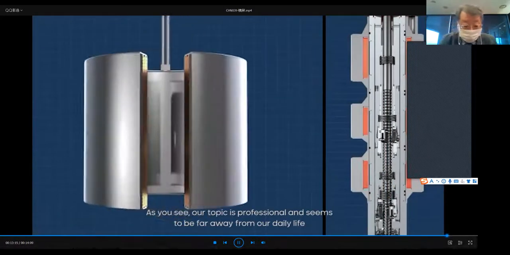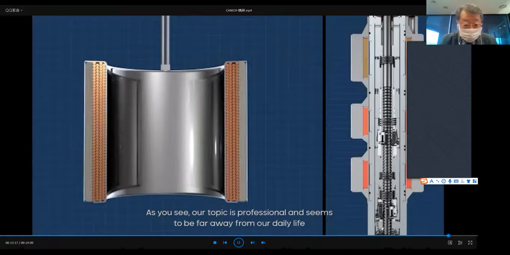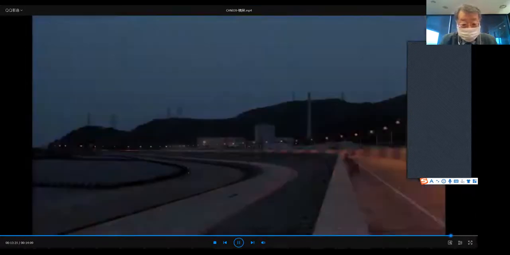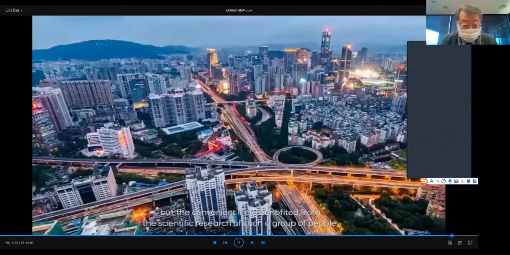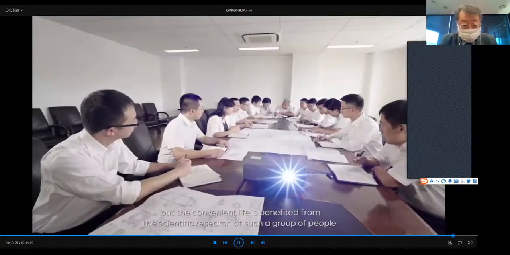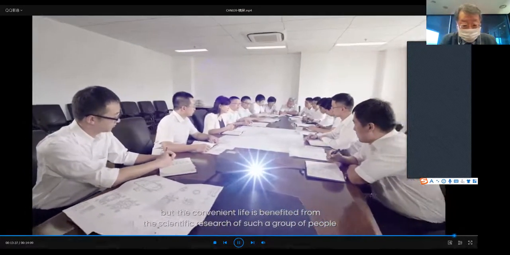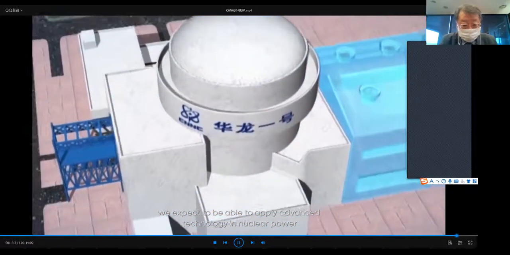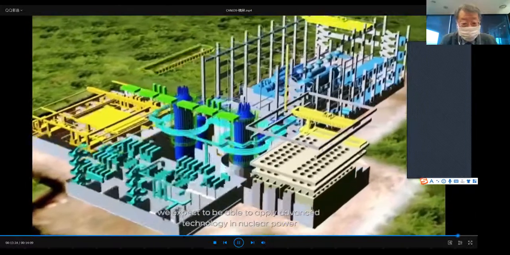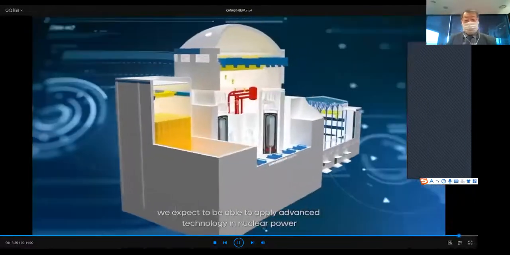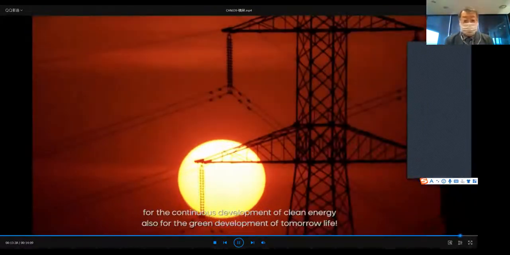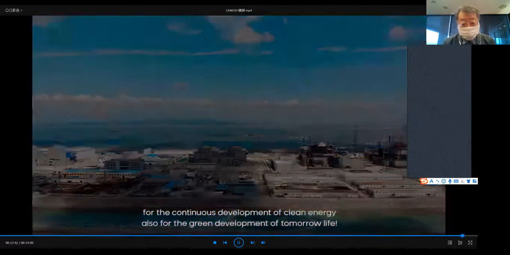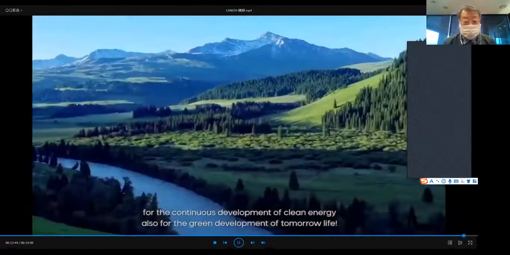As you see, our topic is professional and seems to be far away from our daily life. But the convenient life benefits from the scientific research of such a group of people. We expect to be able to apply advanced technology in nuclear power for the continued development of clean energy, also for the green development of tomorrow's life.